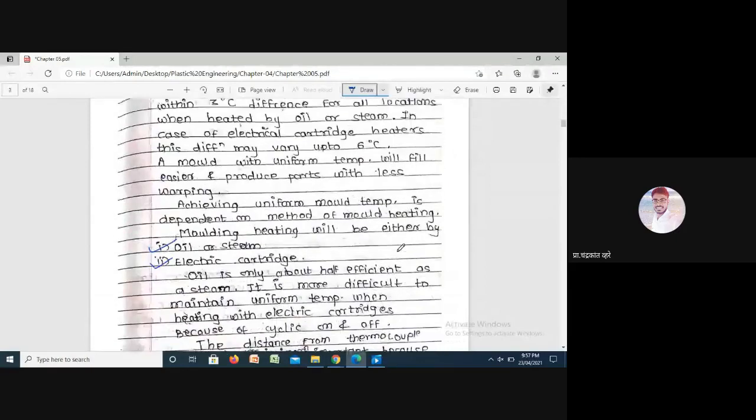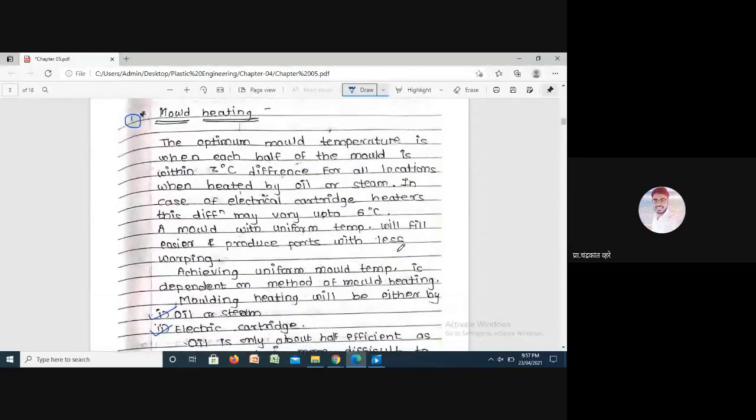Is it understood? Please reply fast. Write this, give the heading, and write this up to this marked line. Write down fast. Take 2-3 minutes and write this.